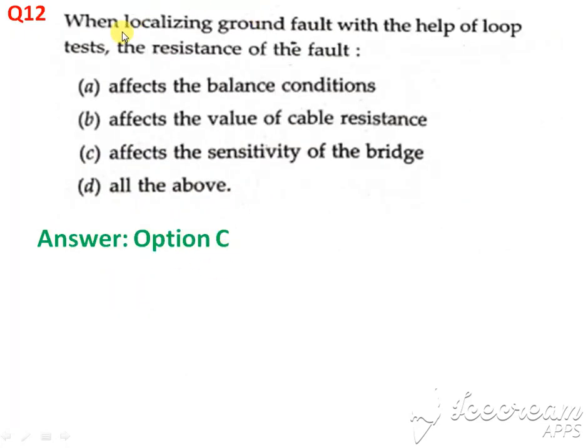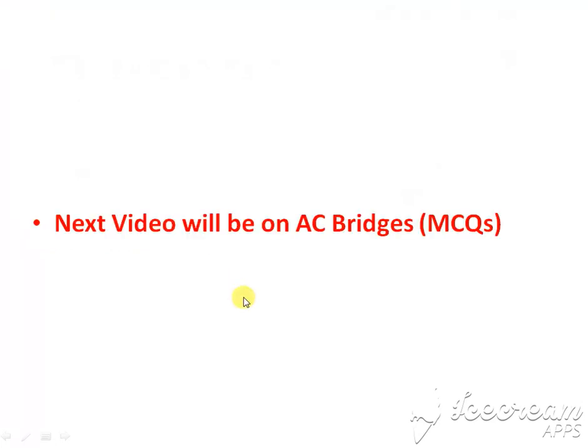12th question. When localizing the ground fault with the help of loop test, the resistance of the fault will A, affect the balance condition, B, affect the value of cable resistance, C, affect the sensitivity of the bridge, D, all the above. The answer corresponding to this loop test is, affect the sensitivity of the bridge. Option C is the answer.